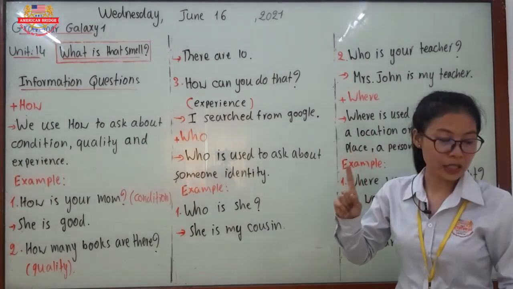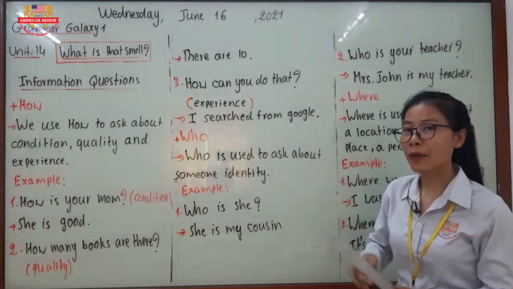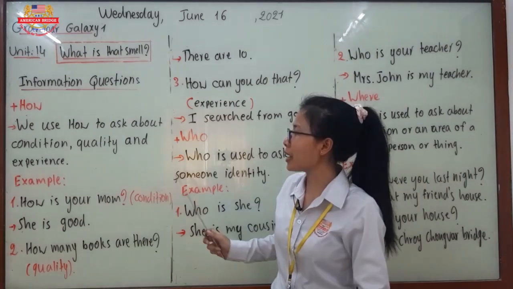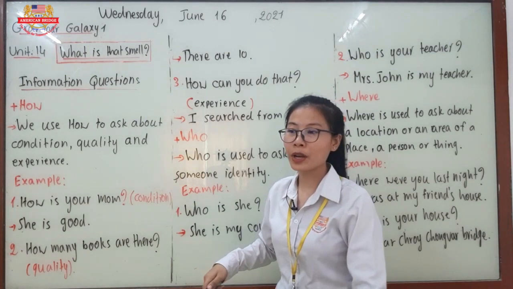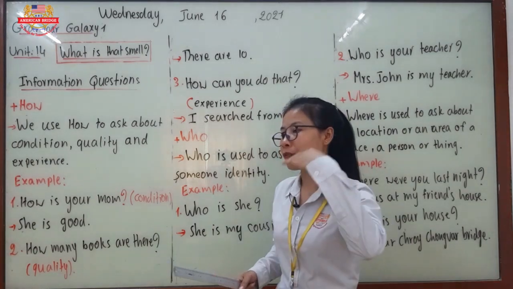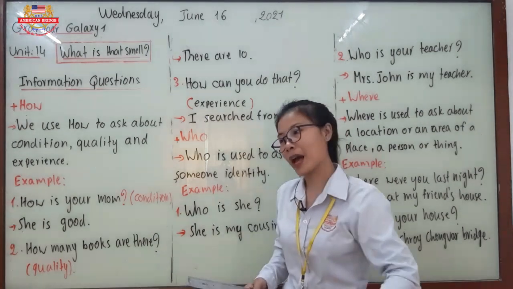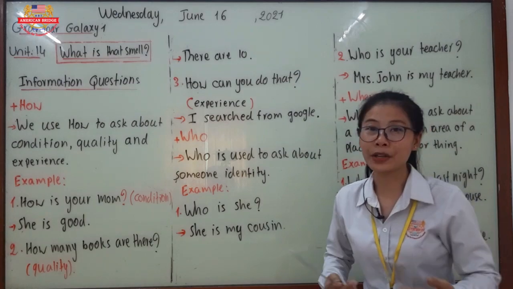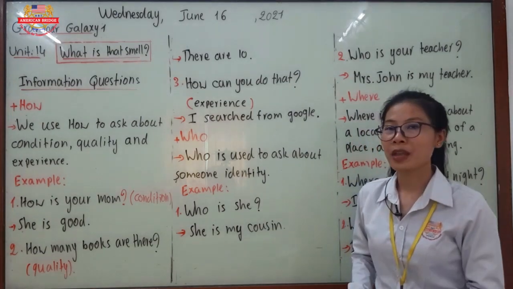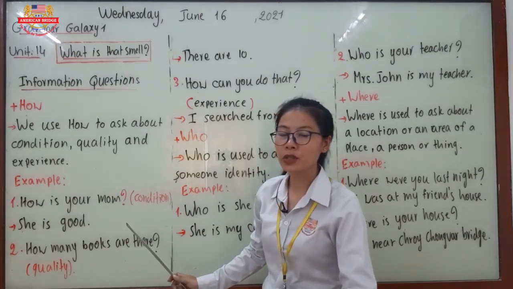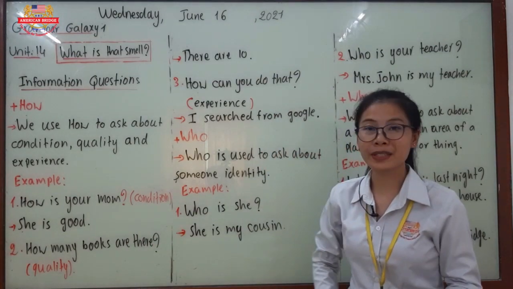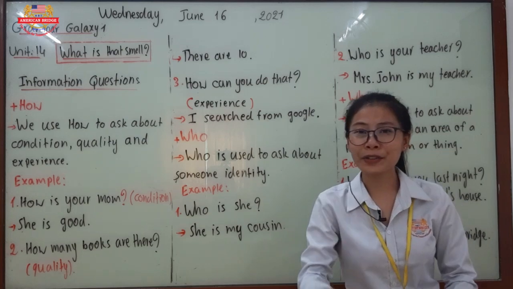The first one we focus on is how. So how to use how, everyone? We use how to ask about condition, quality, and experience. So what is condition? By condition, we refer to the kinds of questions that you ask about how good it is, how bad it is, how are you, right? Alright, for example, like here, how is your mom? So you ask about the condition of someone's mom.